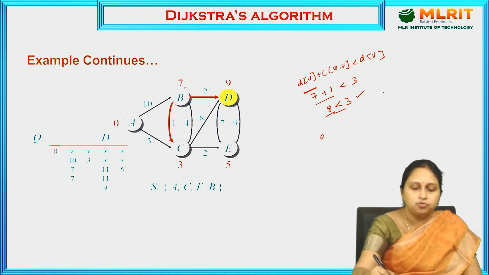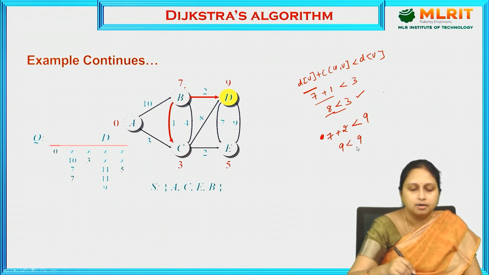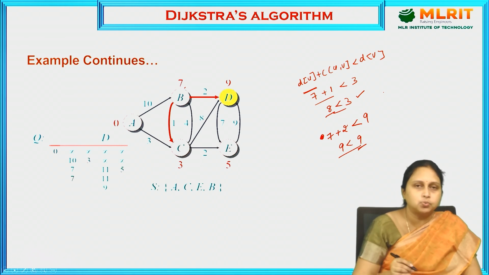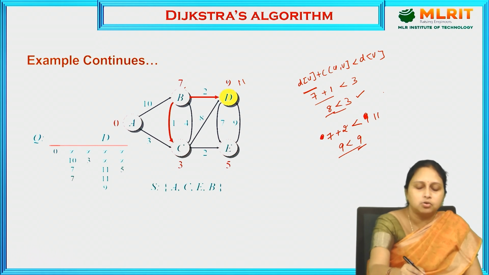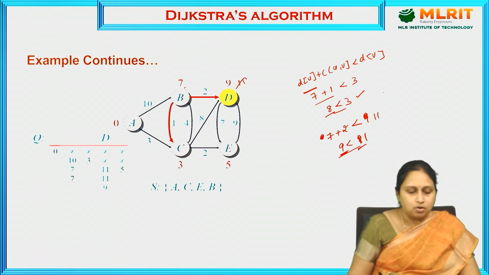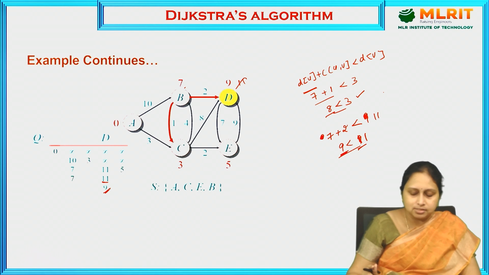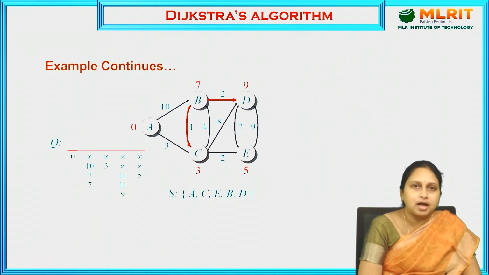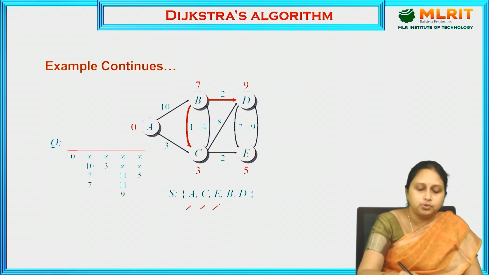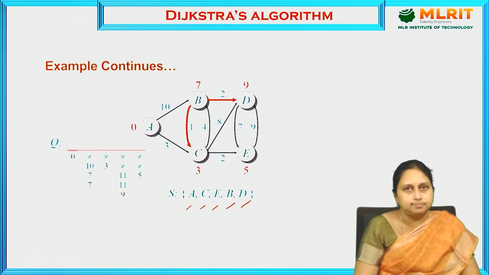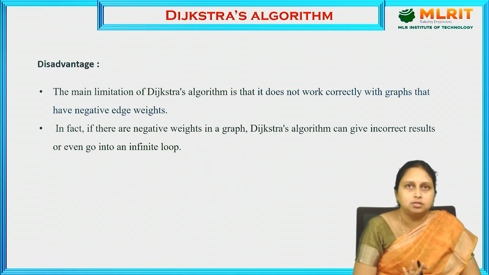Next one. D of U value is 7 plus cost of U comma V is 2, less than D of V value, which is 9? 9 less than 9? No. Sorry, here you have actually 11, it is not 9, previously it was 11. So 11 will be replaced with 9. Instead of 11, I am going to get the value as 9. These are the values, and this is the way where you can reach from source to destination. We have A to C, C to E, E to B and B to D. This is how Dijkstra's algorithm will work.